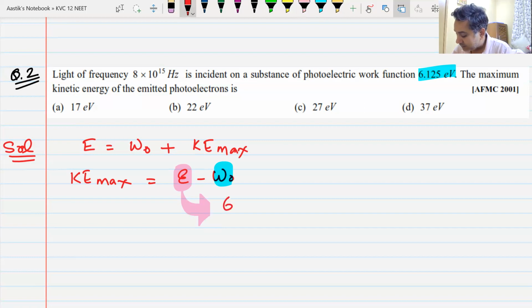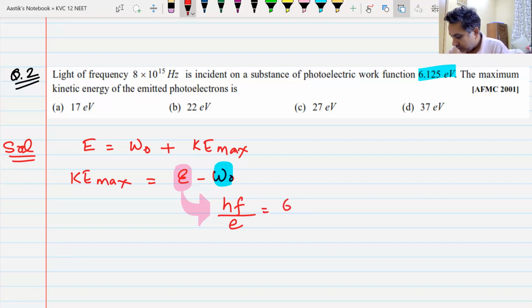Now how do you get the value of this E in electron volts? The energy is H, Planck's constant, into F, the frequency. That will give you the energy in joules. You have to divide it by the value of e to get it in electron volts. Do we understand this? Yes, sir.